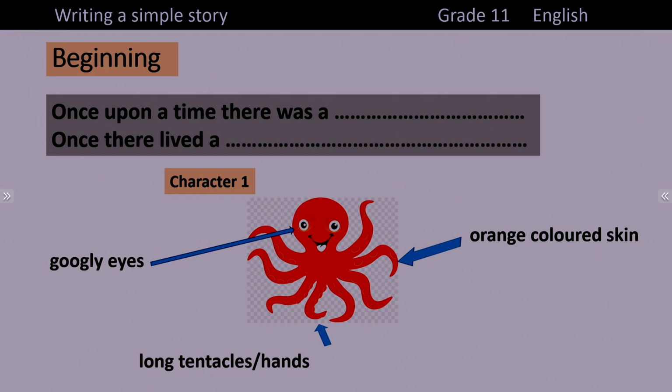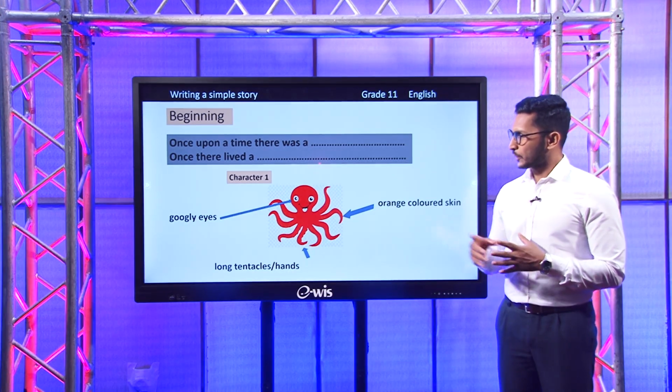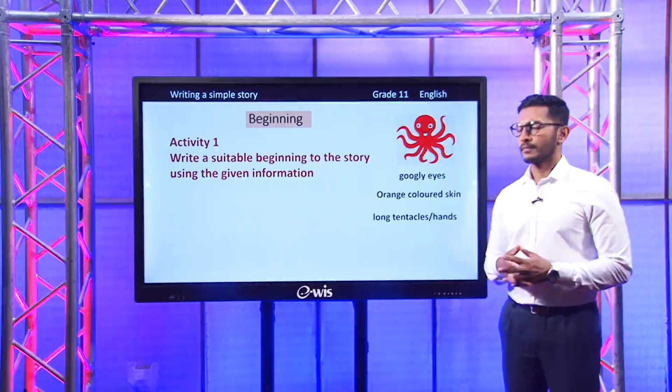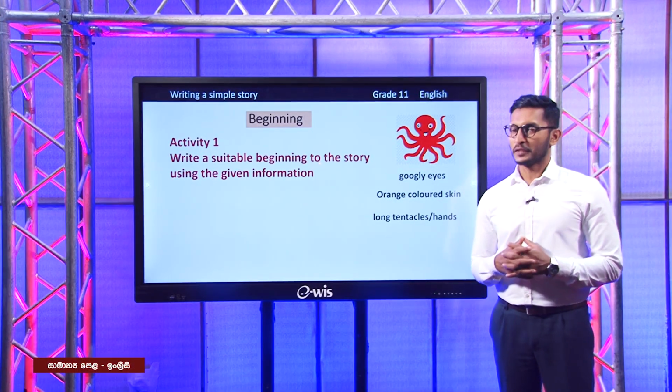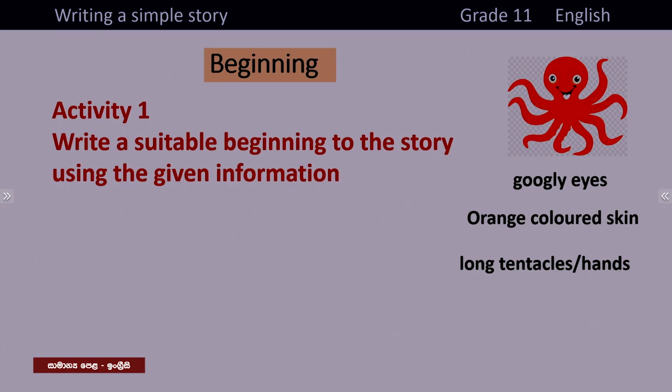Now here in the beginning of the story, I'm going to introduce our main character, that is the octopus. So I'm going to describe the octopus in detail. So here see the phrases: googly eyes, orange colored skin, and long tentacles or hands. Now it is the time for you to write the beginning of the story. Take some time and try to write the beginning of the story. Use the information given here: googly eyes, orange colored skin, long tentacles.